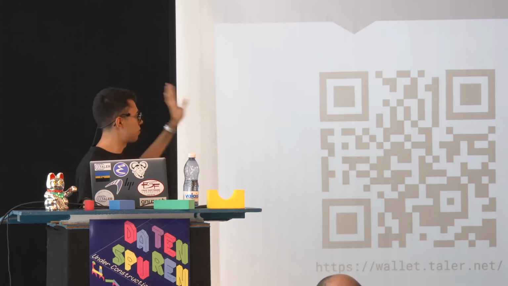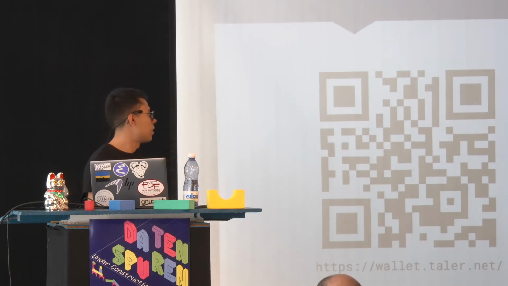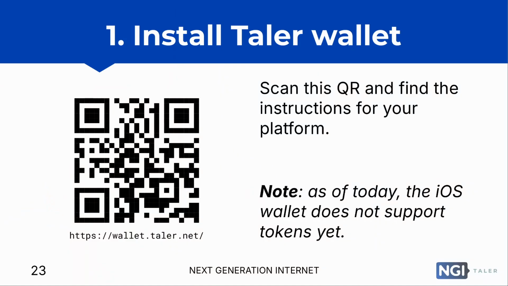So first you need to download the wallet. You scan this QR code, and then you will be able to download it for your platform. But the iOS wallet does not support tokens yet, and the version from F-Droid is not working. So you will have to download the nightly APK. Or Google Play is okay also. But iOS, no. It doesn't support tokens yet.